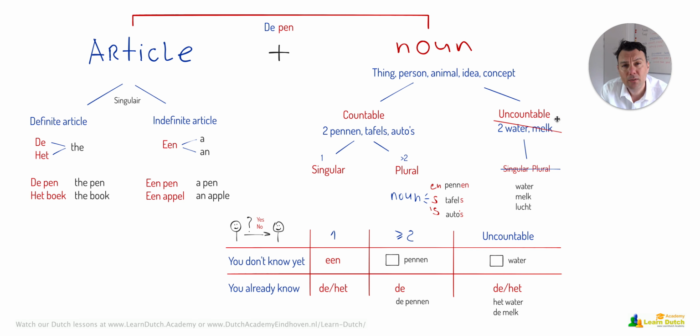What are uncountable nouns? Uncountable nouns are things which you cannot count, like water. You cannot say 2 water or 2 melk. We use other words to count them, like liters.